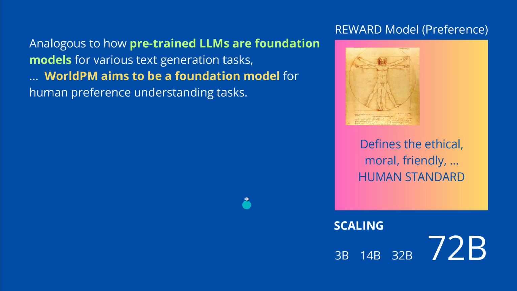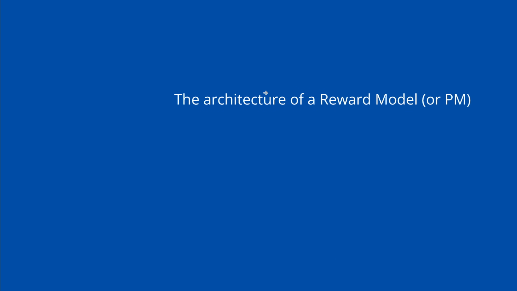So it's interesting for me, because we had all the time the pre-trained LLMs as foundation models for autoregressive tasks, predict the next token, various text generation tasks. And now, for the first time, they say for Qwen, we want to create this world reward model, which also aims to be the foundation model for human preference, for understanding how humans want to communicate with AI and how an AI should be in the interaction with humans.